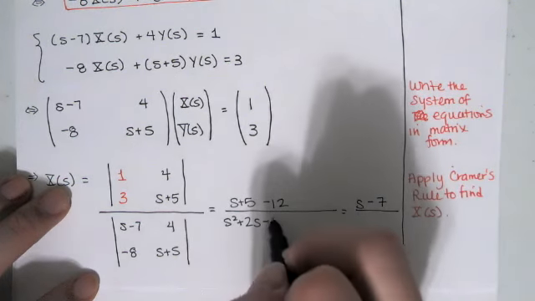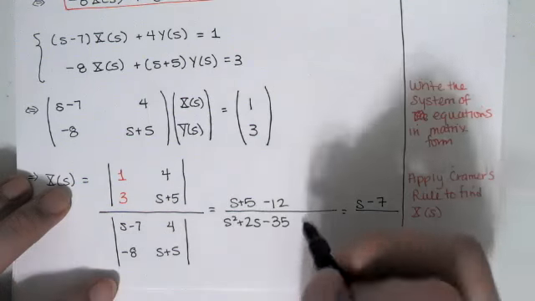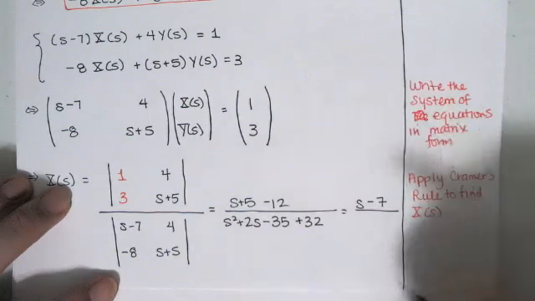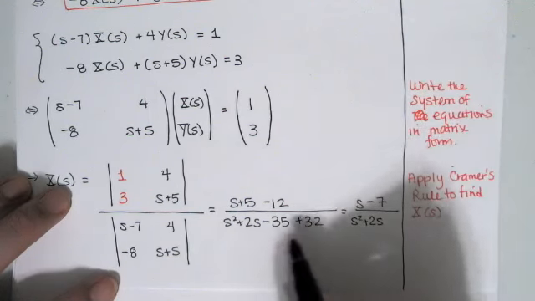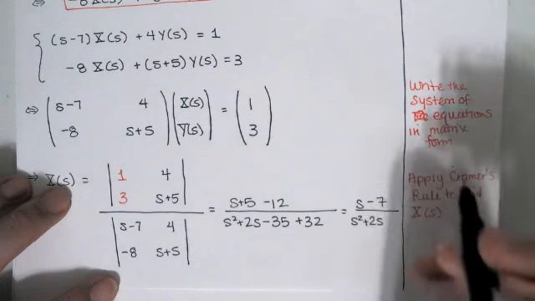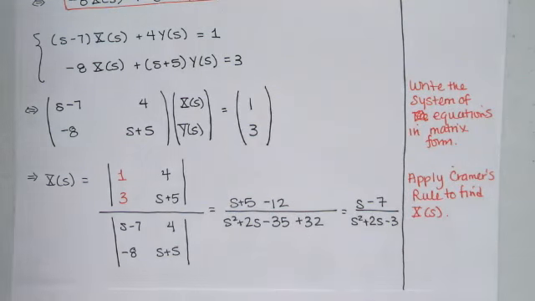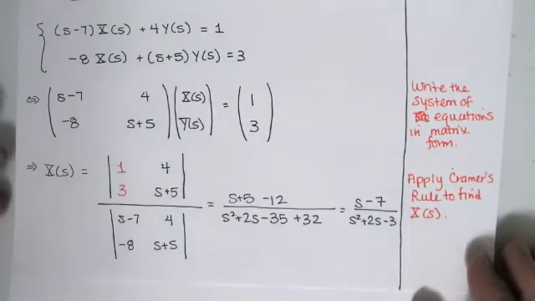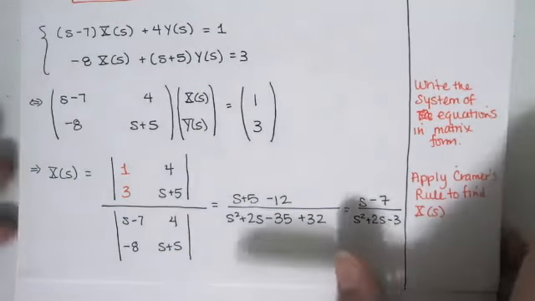Last times last is negative 35. And then we're subtracting a negative 32, so we're adding 32 there. So we end up with s squared minus 2s, and negative 35 plus 32 is negative 3. And then we ask ourselves if that factors, and it certainly does. So let's rewrite this with that denominator factored.